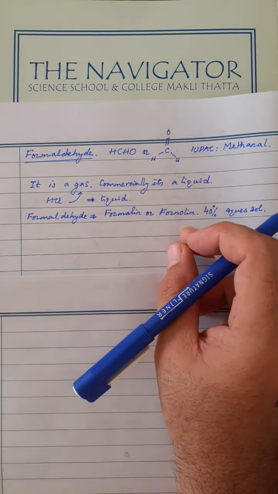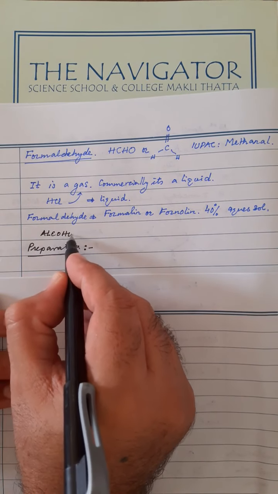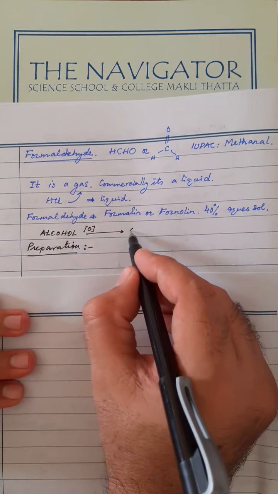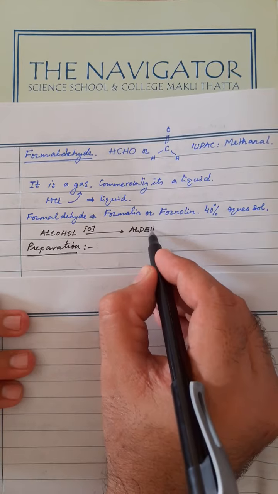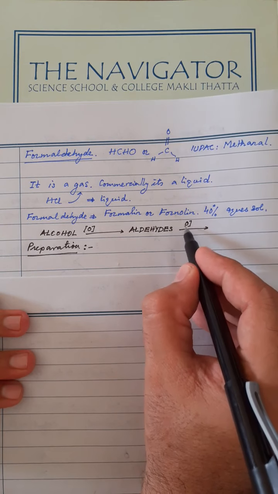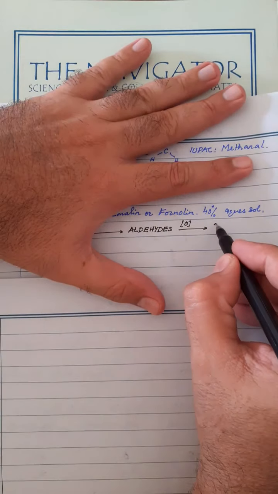All right. Now let's see how can we prepare it. Preparation. Maybe I told you or not. Alcohols are oxidized to aldehydes, and aldehydes are oxidized to carboxylic acids. Like all alcohols, when you oxidize them, right, they become aldehydes. And when you further oxidize aldehydes, they become carboxylic acids.